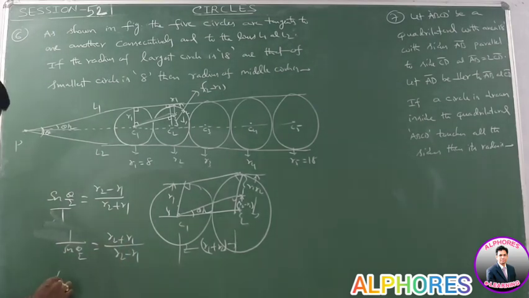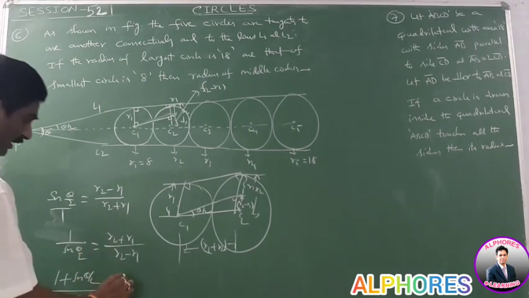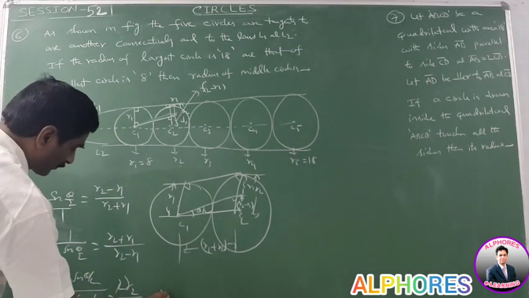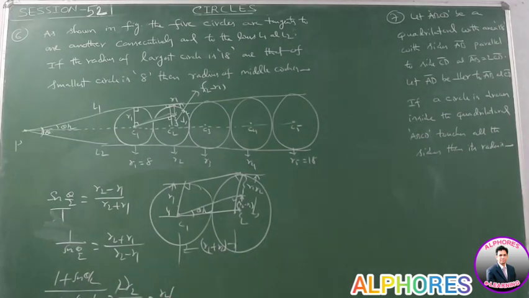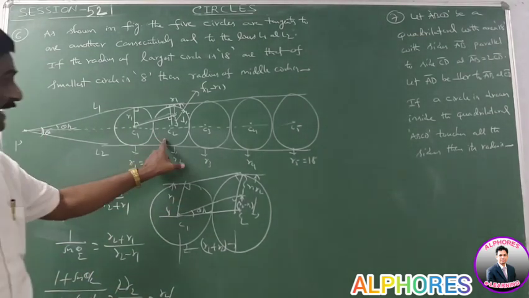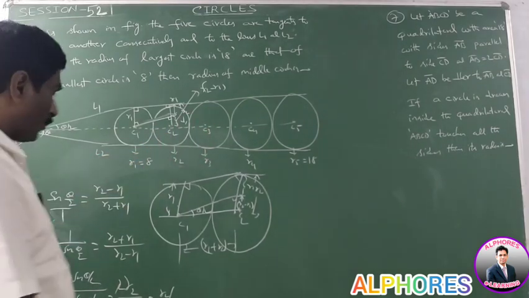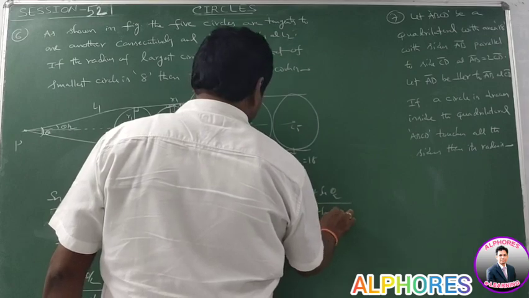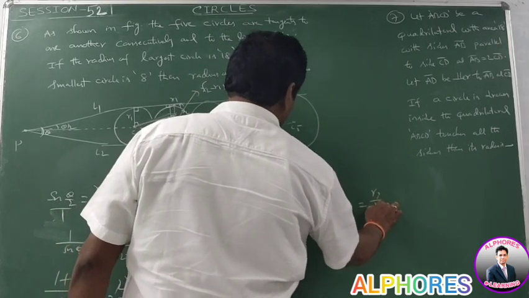By using componendo and dividendo, 1 plus sine theta by 2 by 1 minus sine theta by 2 is equal to, by adding these two values, 2R2 by 2R1. That means R2 by R1. Please observe this diagram. In this case, R2 by R1 is equal to 1 plus sine theta by 2 by 1 minus sine theta by 2. Here theta is constant. For the second and third circles also we get 1 plus sine theta by 2 by 1 minus sine theta by 2 is equal to R3 by R2.